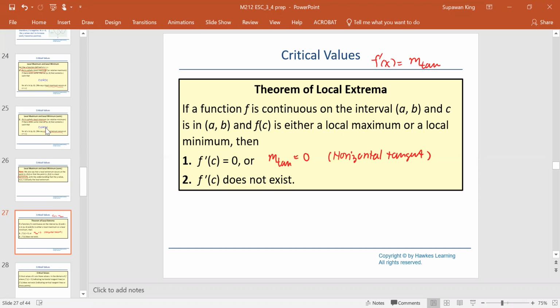For f prime at c doesn't exist, in this case the slope of the tangent is undefined. In this case, we have a vertical tangent.